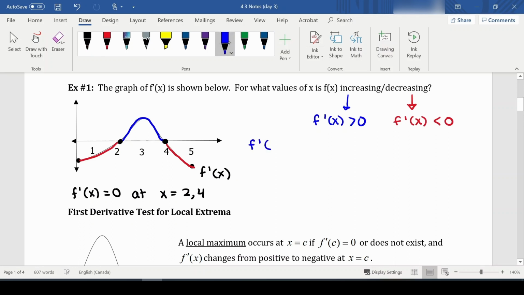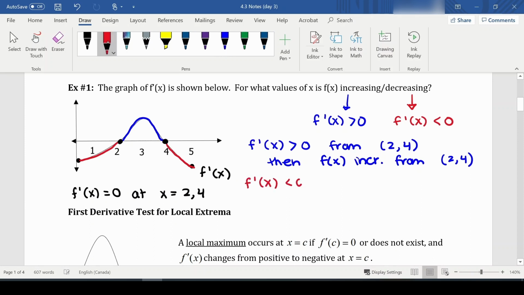So if f prime is greater than 0 from 2 to 4, then f is increasing from 2 to 4. Notice how I'm not including 2 or 4, and that's because f prime is not positive at 2 or 4. F prime is equal to 0 at 2 and 4.